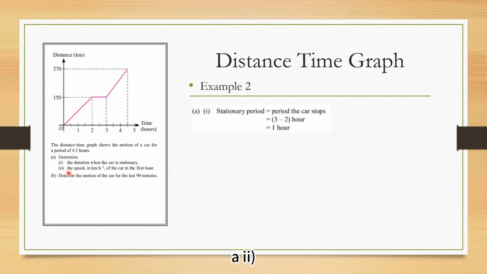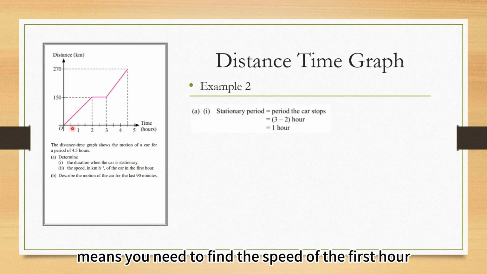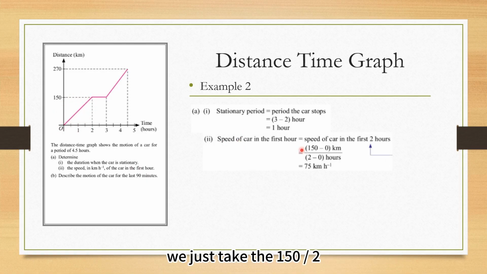Next, A2. The speed in km per hour of the car in the first hour. It means you need to find the speed in the first hour, so we need to find the gradient. So how do we find the gradient? Just take 150 divided by 2 hours, so we get 75 km per hour.